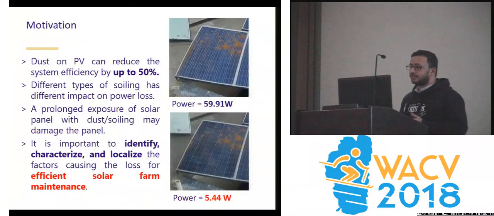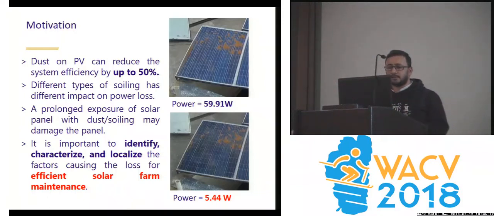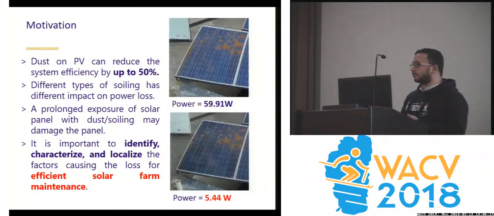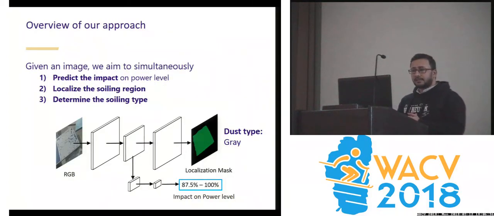I'm Sachin. Today I'm going to talk about our system DeepSolarEye. On the right side you can see two images. Both of these images have an equal amount of soil, but they are producing different amounts of power, which could be due to different factors like environment. So it becomes essential for us to identify, characterize, and localize the factors causing the loss in order to efficiently maintain the solar farms.